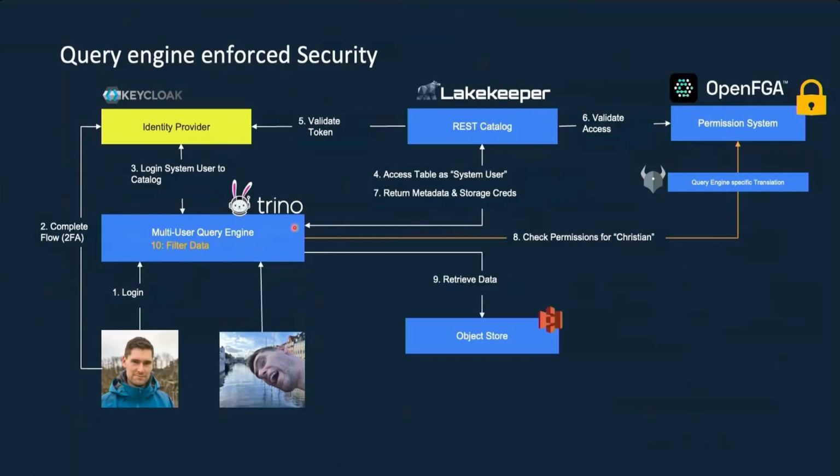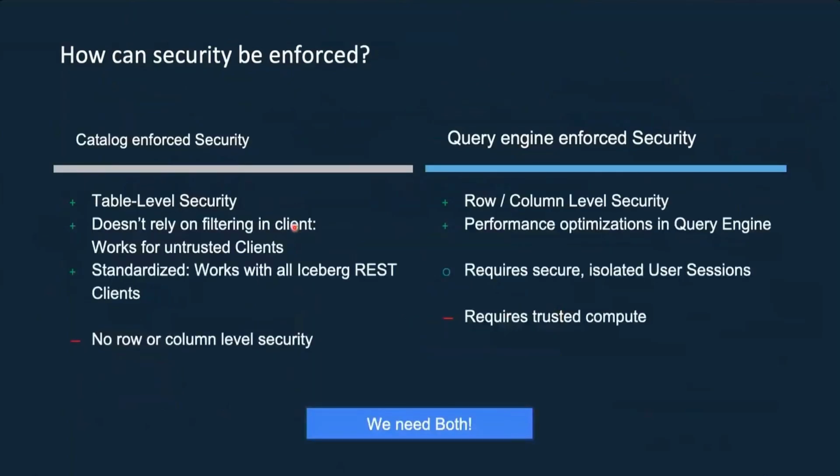So these are two different ways on how security can be enforced. On one side, we have catalog enforced security, and on the other side, query engine enforced security. Catalog enforced security, the vendor credentials that I've shown first, enables table-level security, right? And it doesn't rely on any filtering of the client, so it works with any client out there. So if I install a Jupyter notebook and some Python on my local machine, I can use the security mechanism to get access to the tables that I am allowed to see.